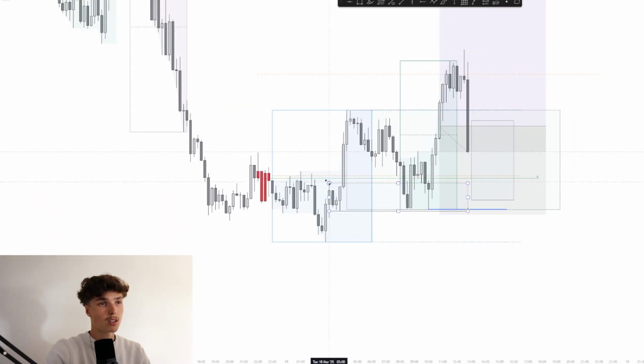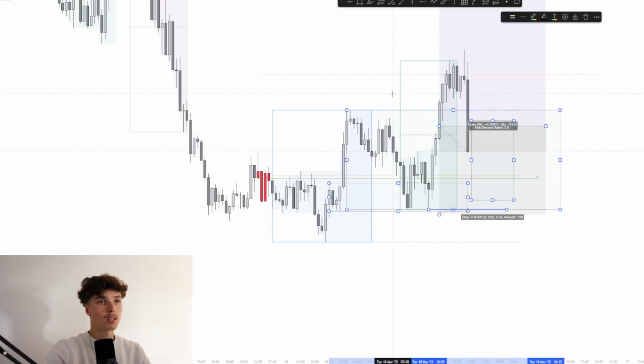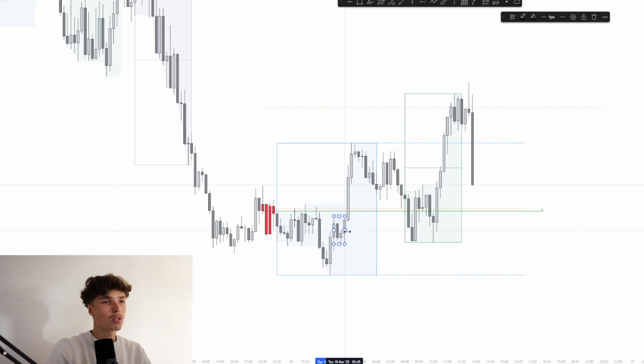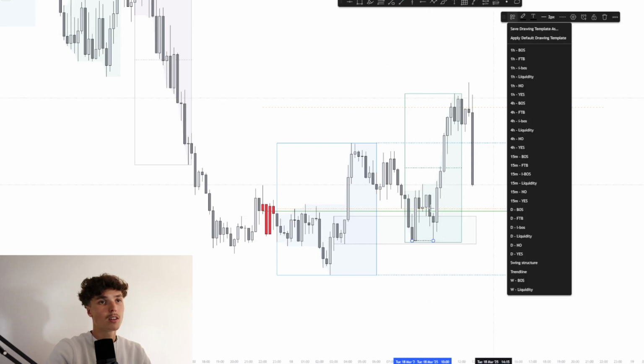We retraced back in towards this. Wait, let me remove this, guys. It makes the chart a little bit cleaner. So this was a demand zone, right? And we saw that again in this big move from early sellers. This is where the early sellers get swept, then the real move starts.